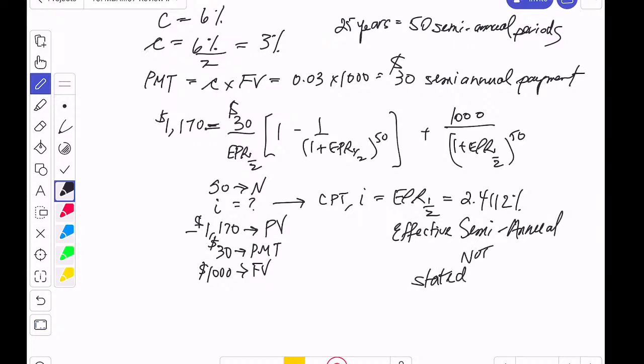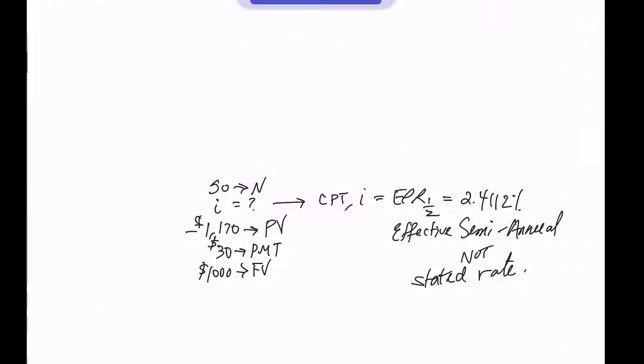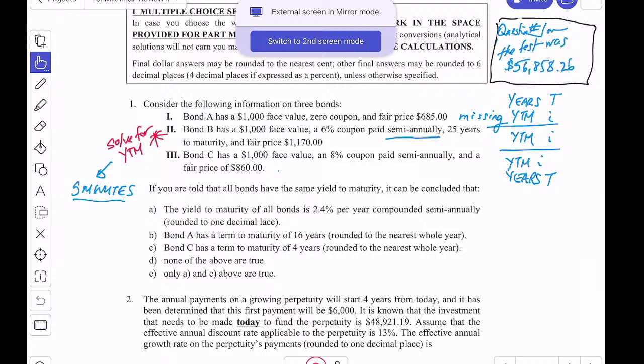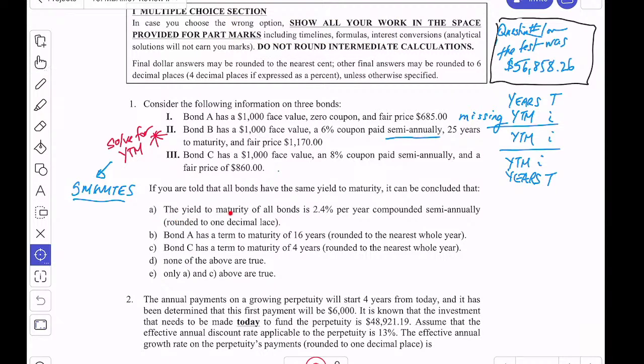So depending on how the question is phrased, you have to see. So what do they say? Okay, so it says here that the yield to maturity on all the bonds is 2.4 per year compounded semi-annually. So that per year semi-annual, that's a stated rate. Our answer is that 2.4 is the effective rate. So that's not correct. So A is out. But now we have the effective semi-annual rate, so we can solve for B and C.